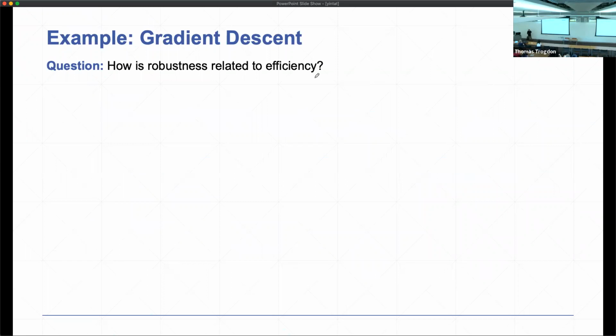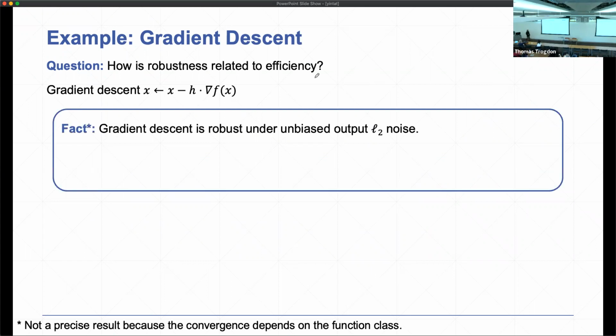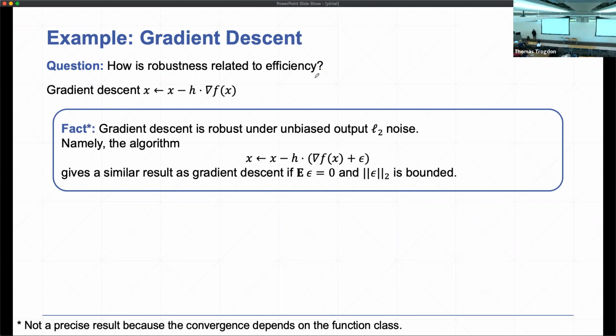Just for a very classical example, one algo that is very robust is gradient descent. Gradient descent is just this. You look at your current gradient and you go in the negative direction. And gradient descent is very robust under L2 noise. For example, if you add a noise after the gradient, as long as the noise epsilon is unbiased and has bounded L2 norm, then it converges for a certain class of functions as fast as without noise.